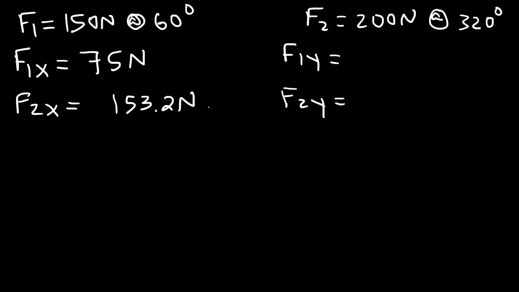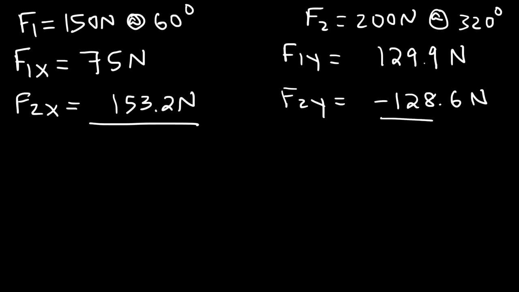F1y is 150 sine 60, which is 129.9. F2y is 200 sine 320, and that's negative 128.6. The reason why it's negative is because this angle is in quadrant 4, and the y component is negative in quadrant 4. So now, let's add up the values.